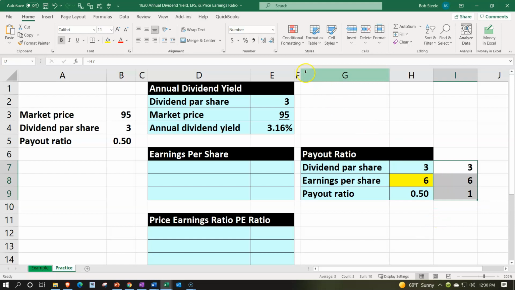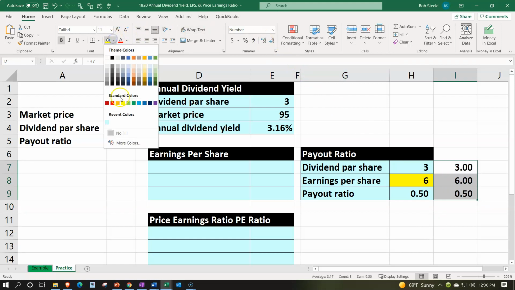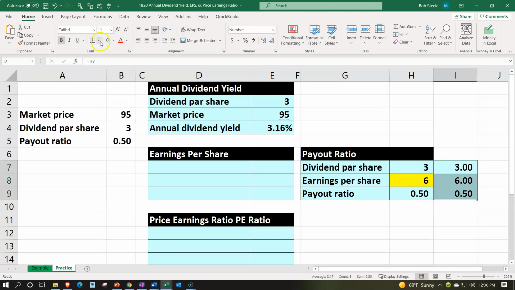Let's go ahead and add some decimals there. I'll add decimals to this whole thing. 3, let's make it blue. Let's go ahead and put some borders around that one. So there we have it here.